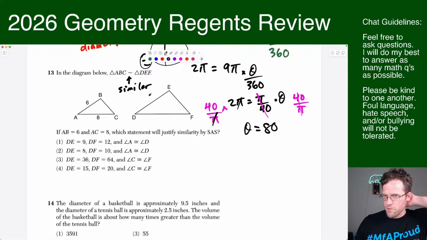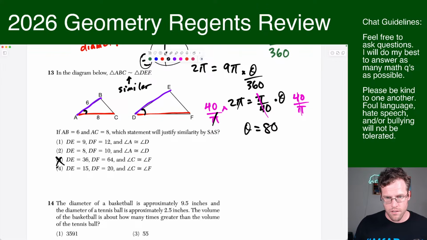Okay. So side angle side similarity means like this one and this one, these have to be scaled. And then these two have to be scaled. And then the angle between them has to be congruent. Like angle A has to be congruent to angle D.